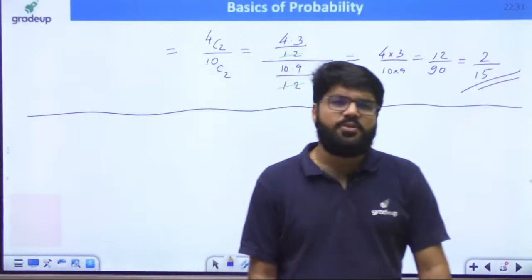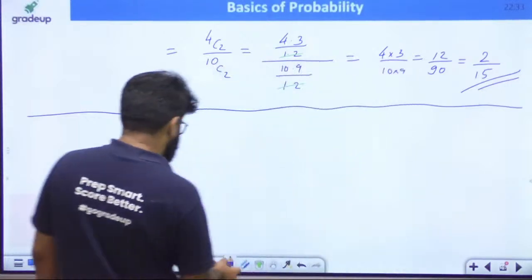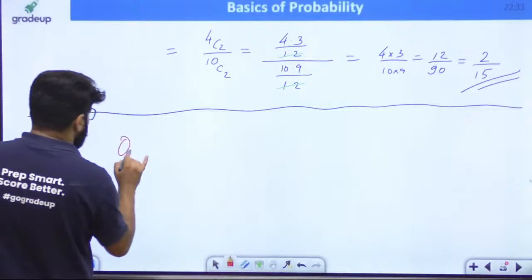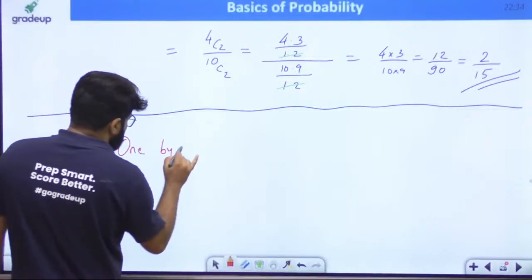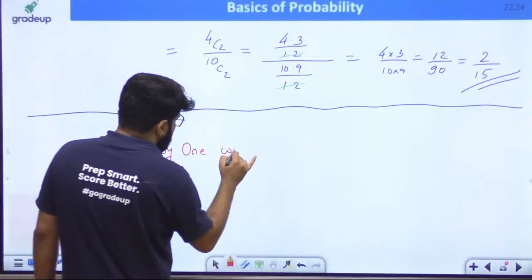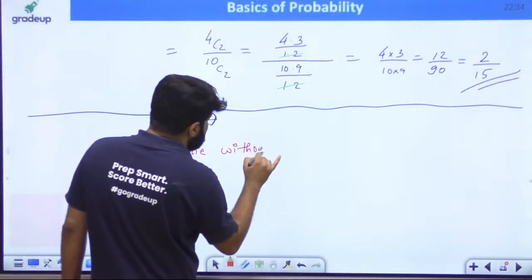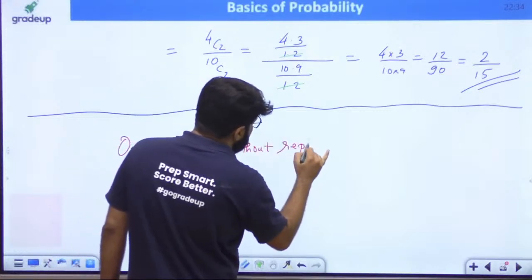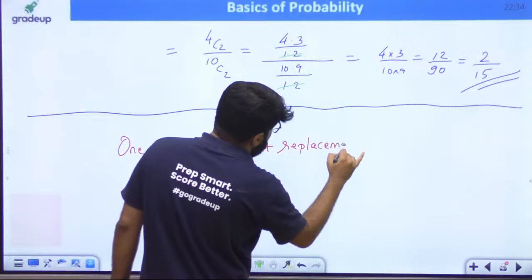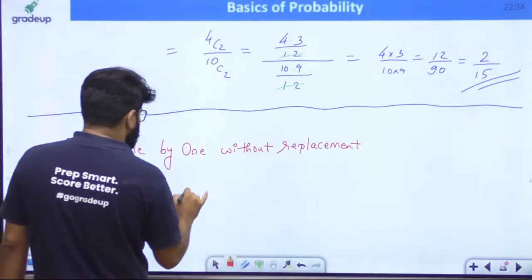मतलब the probability when you draw one by one without replacement, and the probability when you draw two at a time, are the same. Okay. The case number 2 was without replacement. Okay.